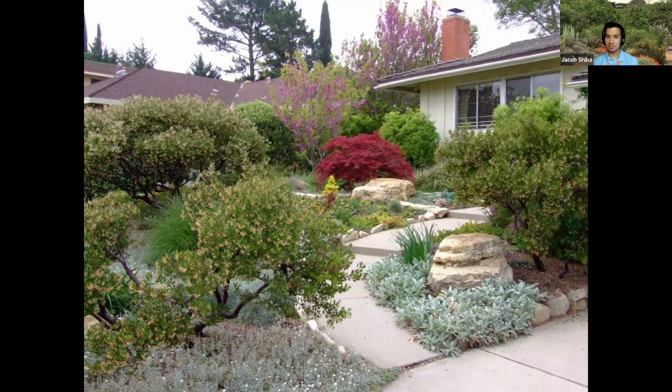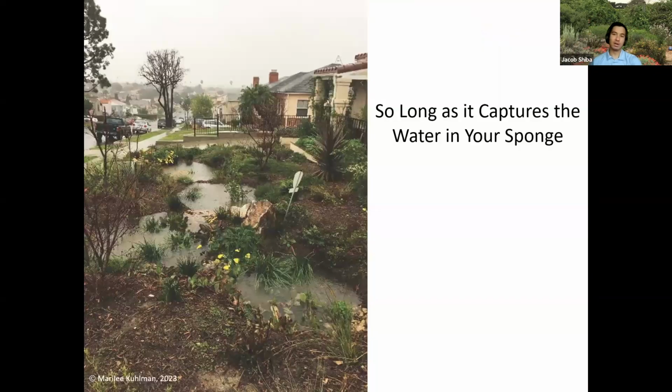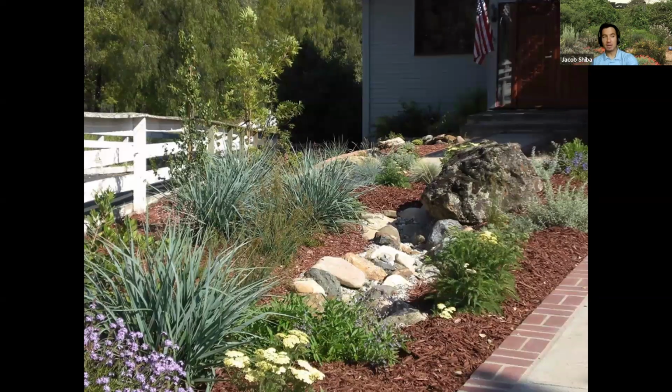This is a particular example I want to point out. That beautiful Japanese maple in the middle there kind of acts as an accent bush. That is a higher water user in a low water landscape. So we may need to say hand water if we want to keep that one around. So long as we're capturing water, we're creating that soil sponge, we're storing that water in our landscape, it can look like anything.